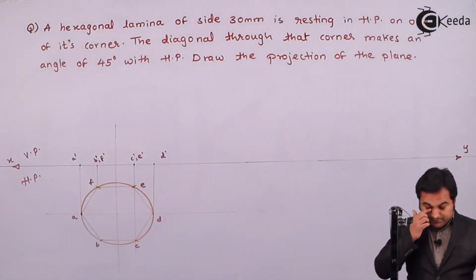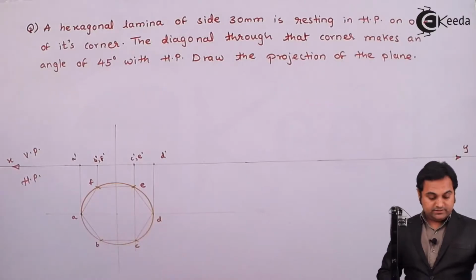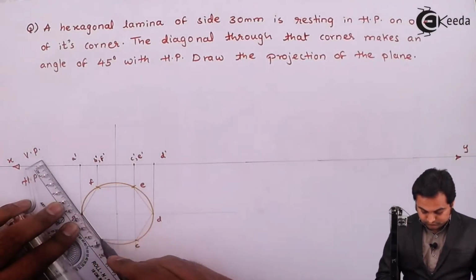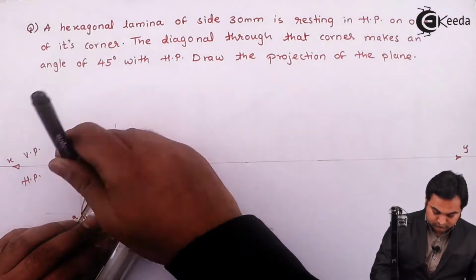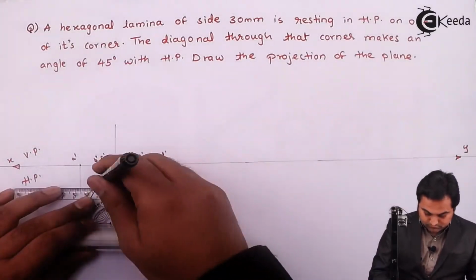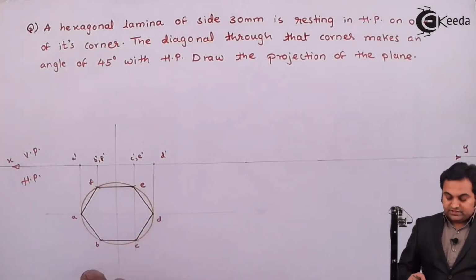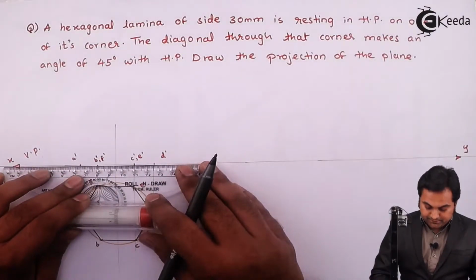Now this plane appears as a line in the front view. After I have drawn it light, the next thing would be I'll be making it dark. So this hexagon is visible from the top. From the front, it will appear as a line.